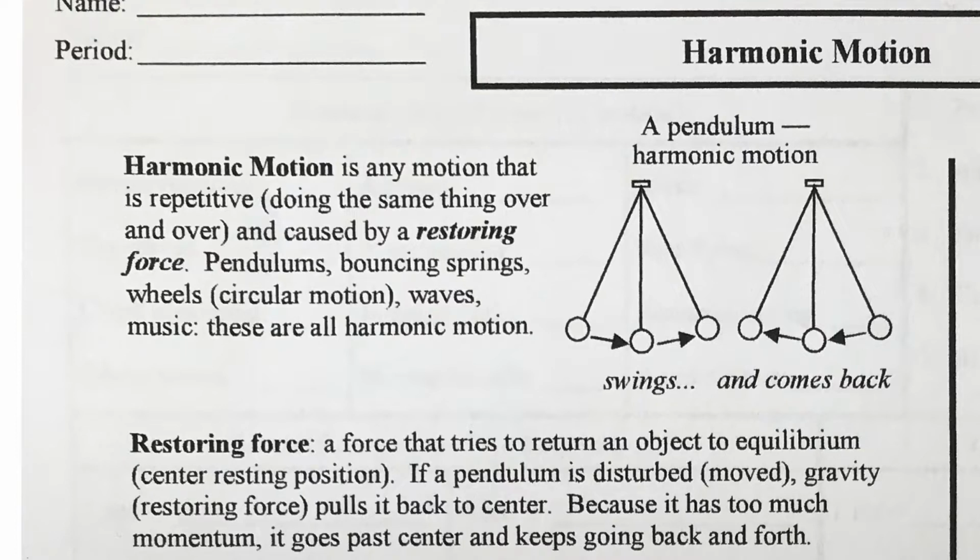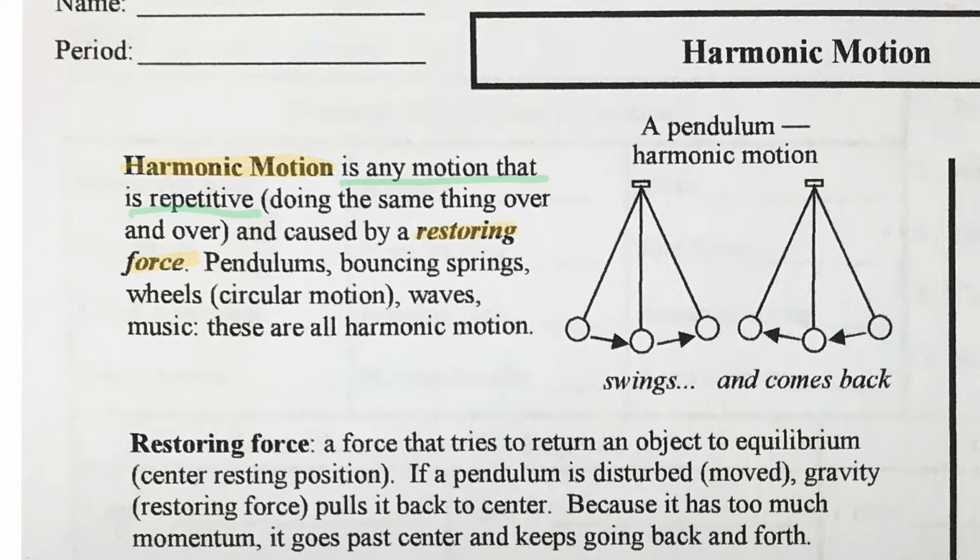So as I look at this, any word that is bold, I'm going to highlight that because it's important. Harmonic motion is any motion that is repetitive. Oh, that sounds like a definition to me. So you know what I'm going to do since that's a definition? I'm going to underline that. Harmonic motion is any motion that is repetitive. So that is a definition for me. Repetitive means it's doing the same thing over and over, and it is caused by a restoring force. I'm not sure if I'm sure what that is or not.